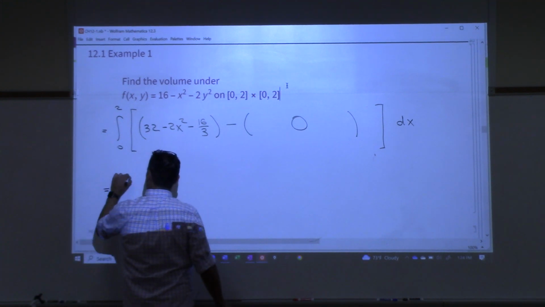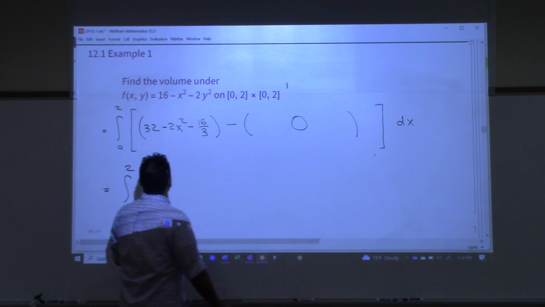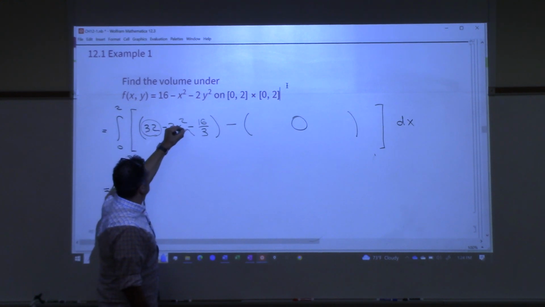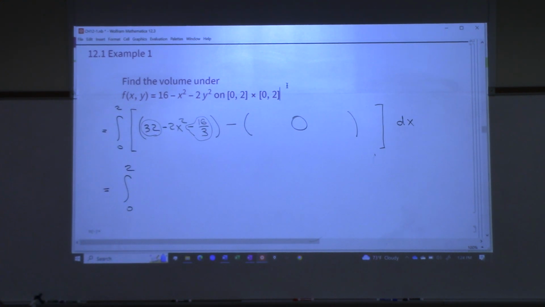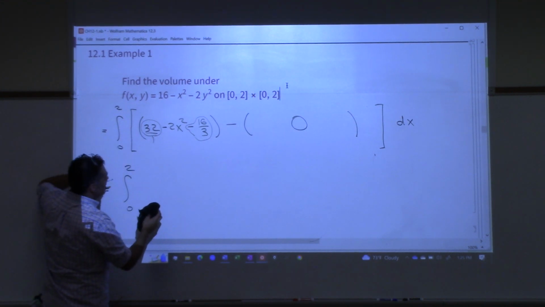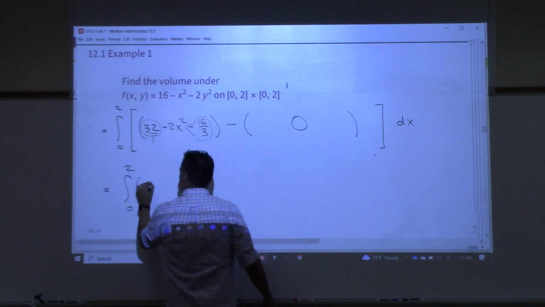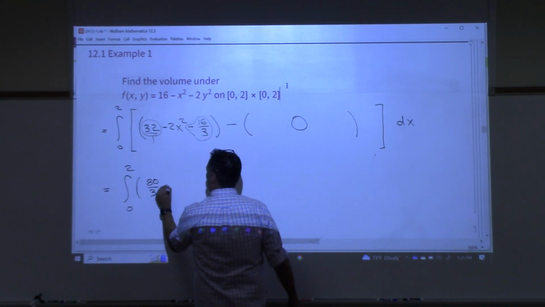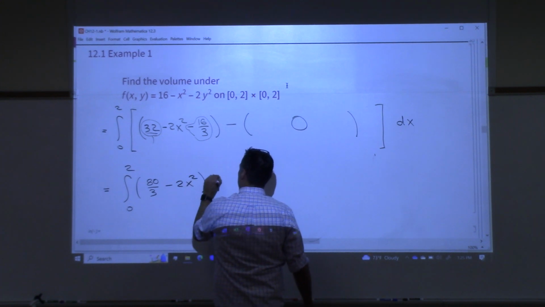Equals integral 0 to 2. Okay, these are both constants, right? So I could put those together as long as I have a common denominator. So 3 times 32, what is that? 96, minus 16, 80? My brain, whenever I do this arithmetic, my brain just stops. Like I just don't even want to do it. So we're just multiplying. 80, right? Okay, 80 over 3, minus 2x squared, dx, right?